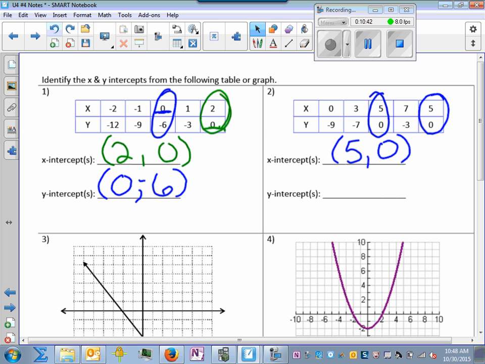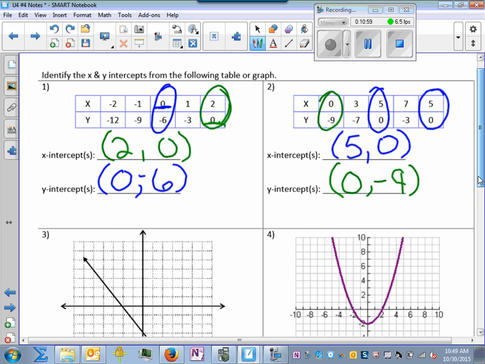Now, what about my y-intercept? It'll be 0, negative 9. We'll see that in a little bit. Number 4, we will see that.